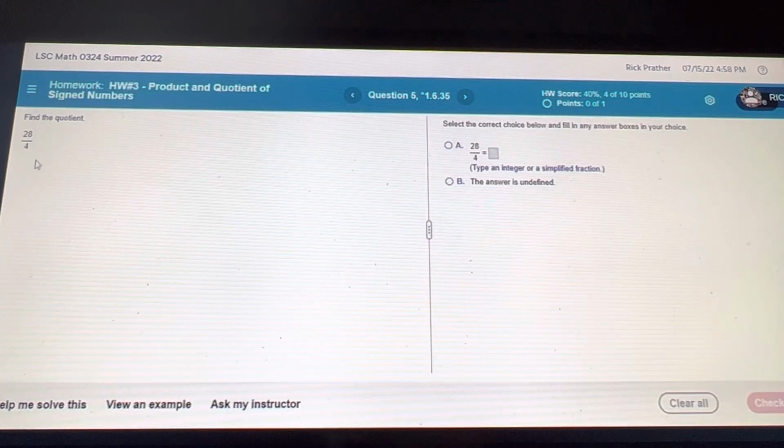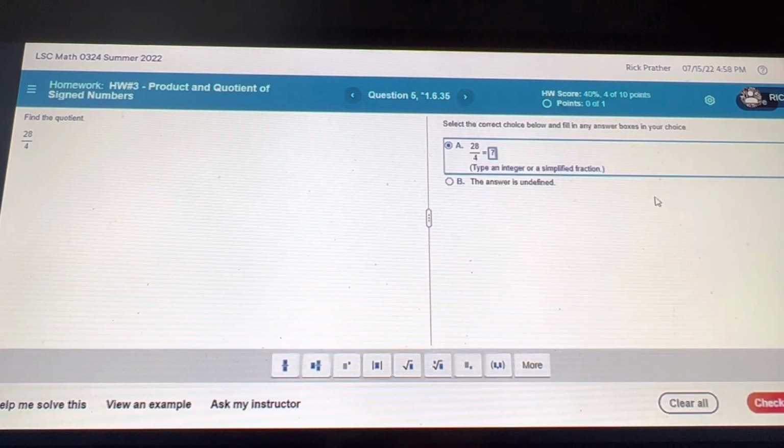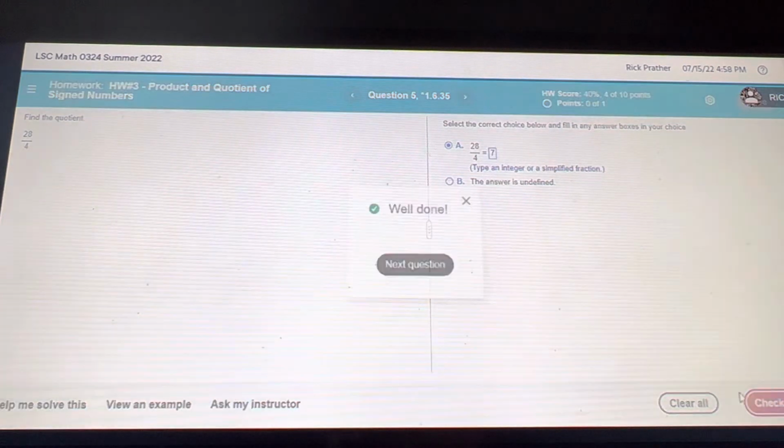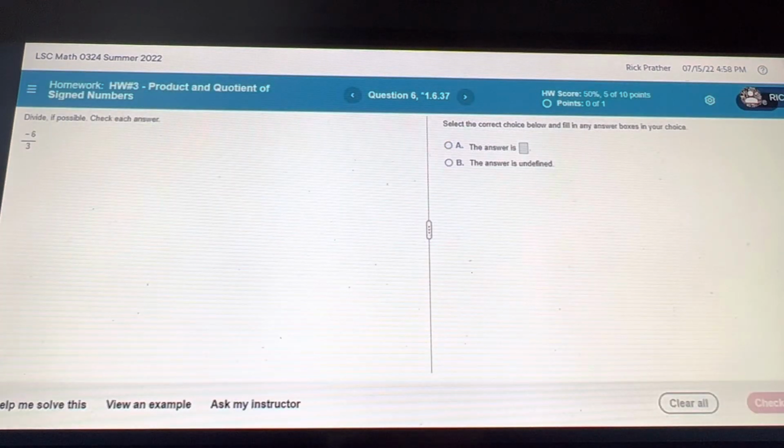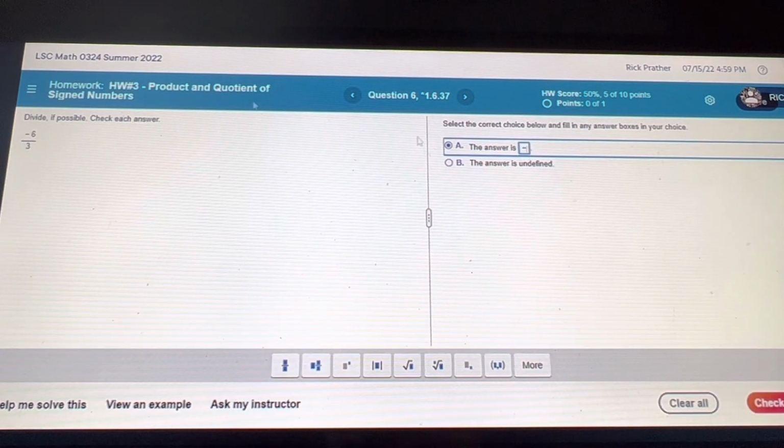28 divided by 4, okay, this is just division. But I'm doing 2 positives, so the answer is positive, and then 28 divided by 4 is 7. Same rule as the multiplying rule. Same sign, the answer is positive. Opposite signs, the answer is negative. So negative divided by positive is automatically negative. 6 divided by 3 is 2.